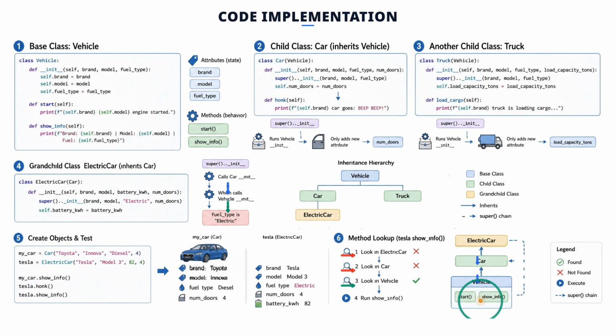The key takeaway here is that inheritance allows child classes to automatically inherit behaviors from their parents while using super to seamlessly initialize shared attributes without duplicating code. As we move forward, we'll see how this exact same logic applies to real-world software architectures.